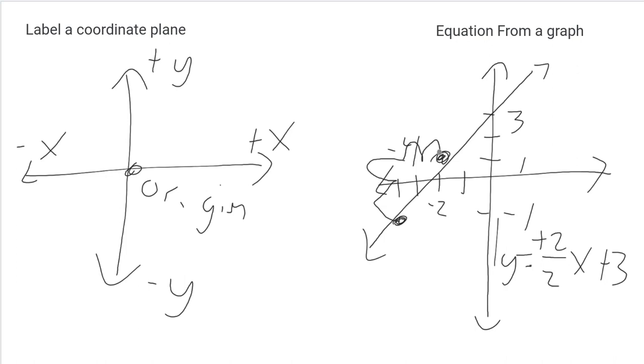2 divided by 2 is 1. And then 1 times x is just x. So while all three of these mean the same thing, this is the most correct answer.